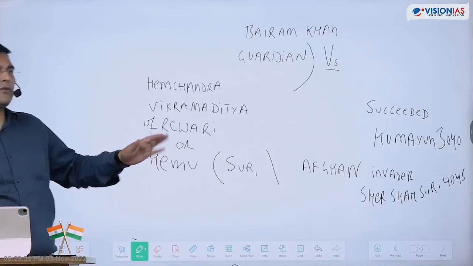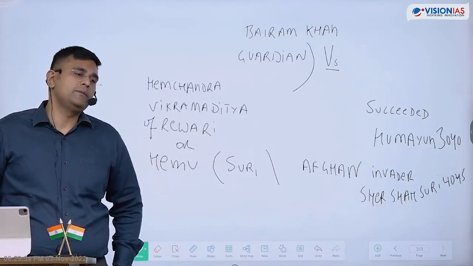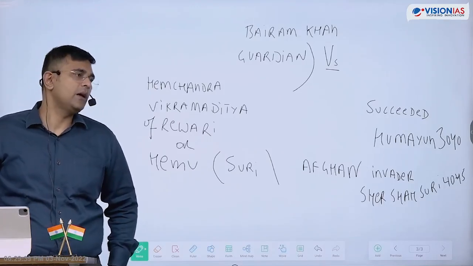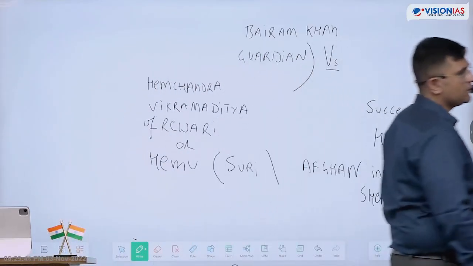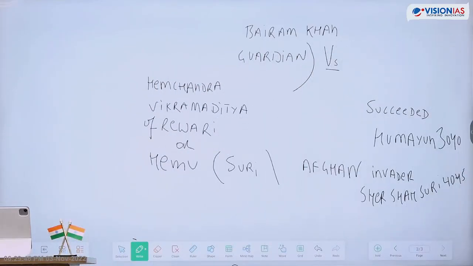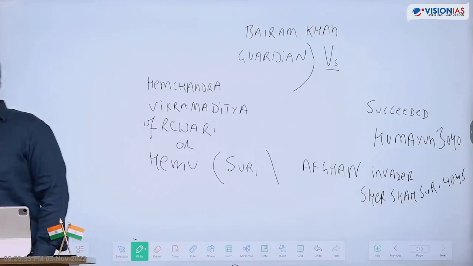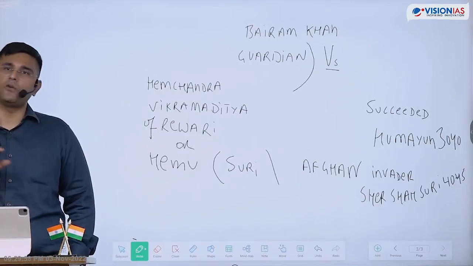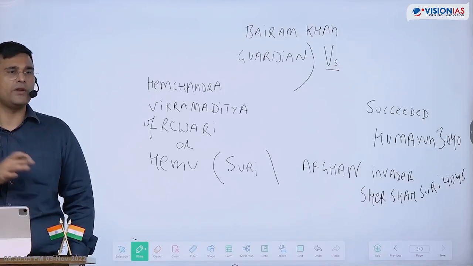From 1540 to 1545 he was a ruler who set up rule of Suri dynasty, in brackets 1540-55. That means for a period of 15 years the Suri dynasty ruled India. The first ruler of that was Sher Shah Suri, who ruled from 1540 to 1545.